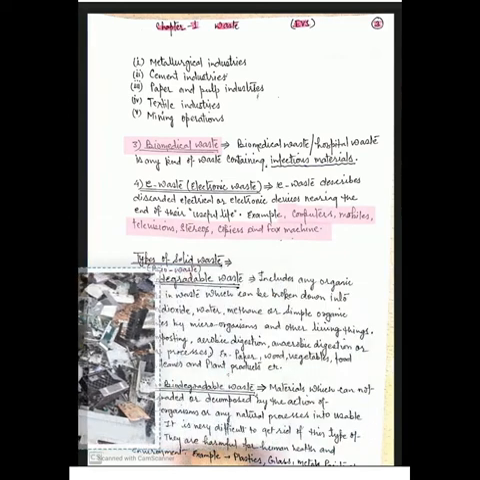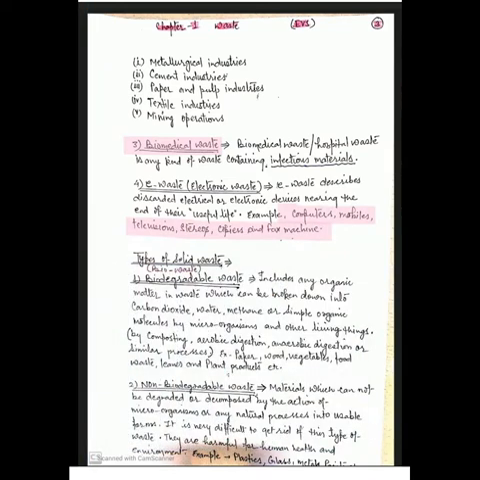Types of solid waste. Two categories of solid waste. First is biodegradable waste and second is non-biodegradable waste. Biodegradable waste, which is also known as bio waste, includes any organic matter which can be broken down into carbon dioxide, water, methane or simple organic molecules by the action of microorganisms and other living things.